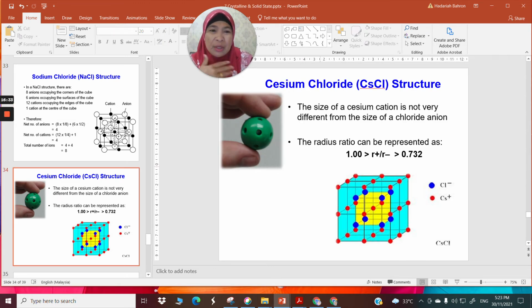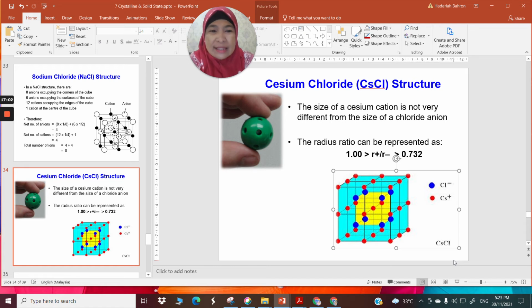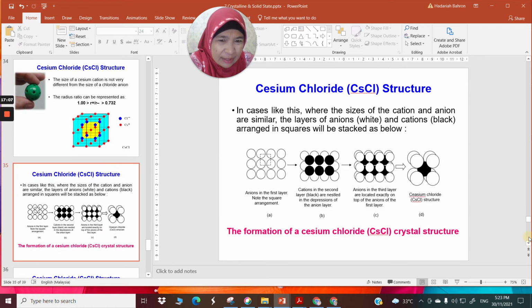And lastly, when we talk about a situation where your cation is almost the same size as your anion, the structure will assume a cesium chloride structure. The size of the cesium cation is not very different from the size of your chloride anion. So you have the radius ratio of 1 to 0.732, and this is the structure of cesium chloride as shown below. So it's probably not very clear here. It is like this. It is a body-centered cubic, more or less. Yeah, it's almost like that.